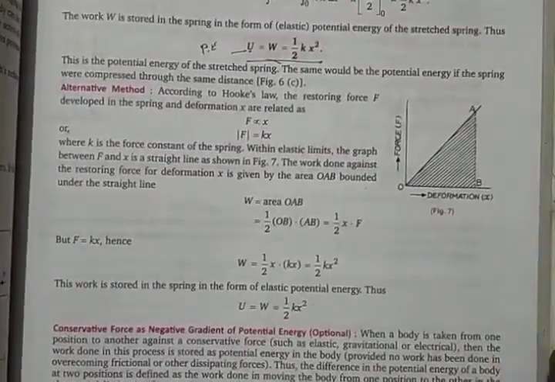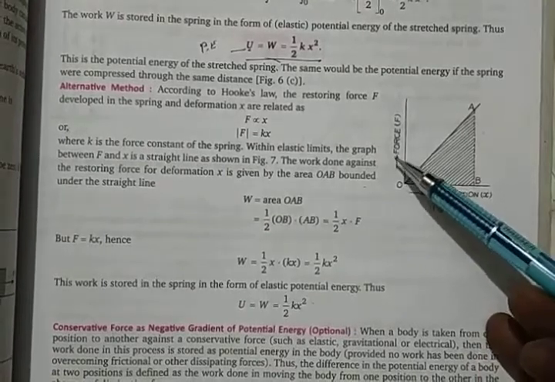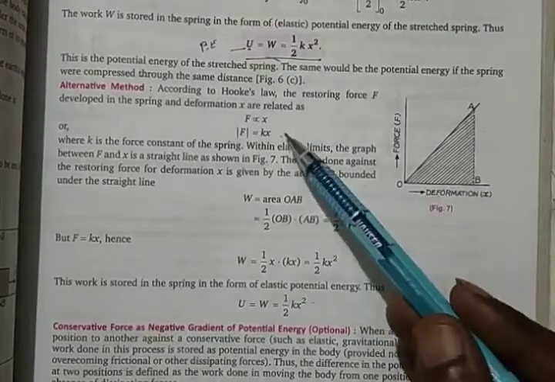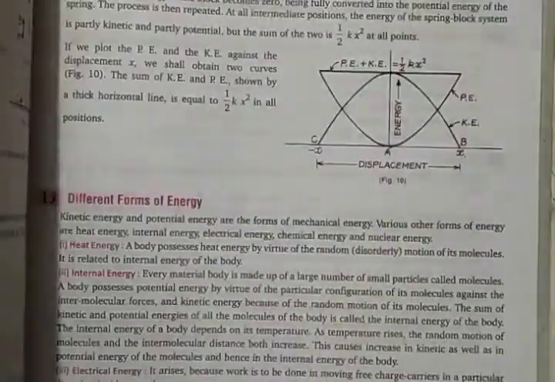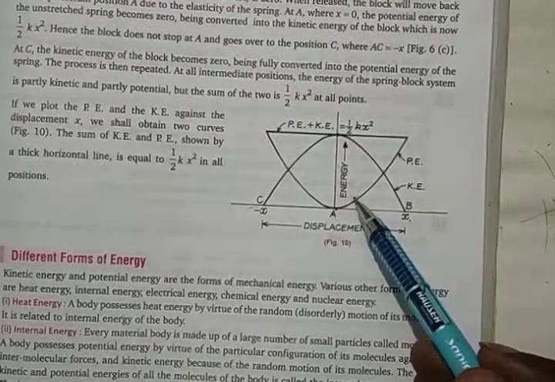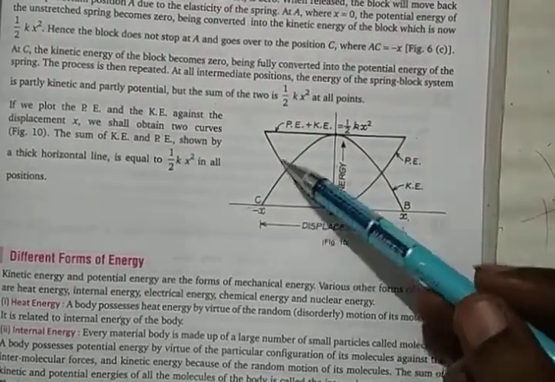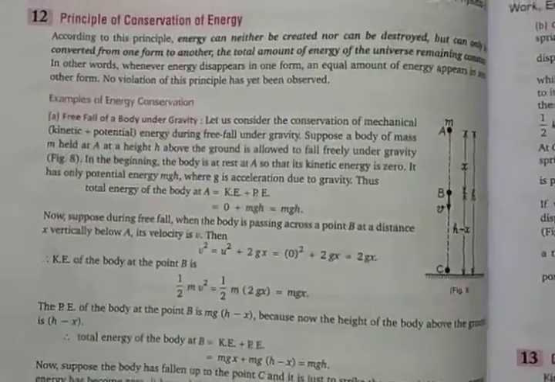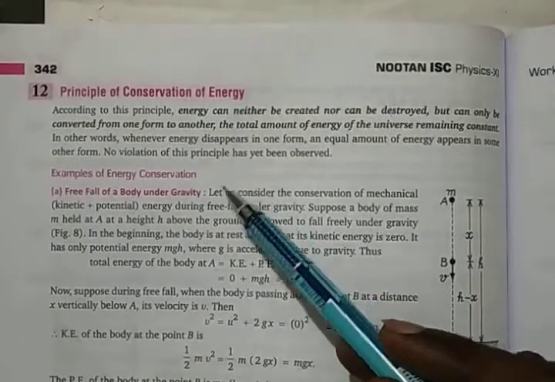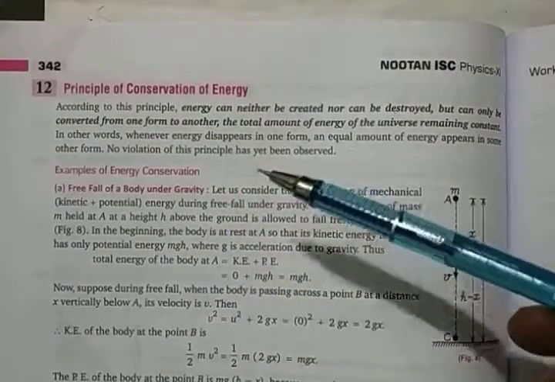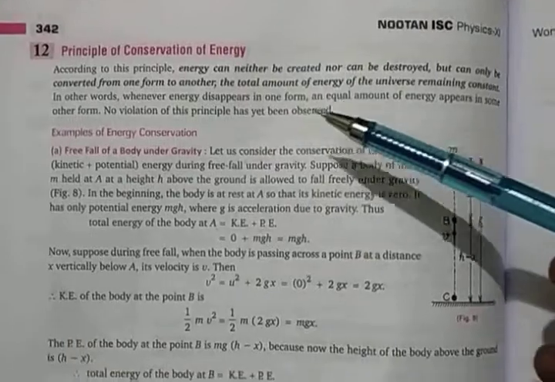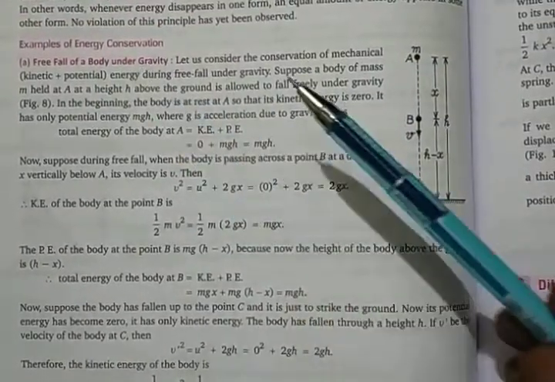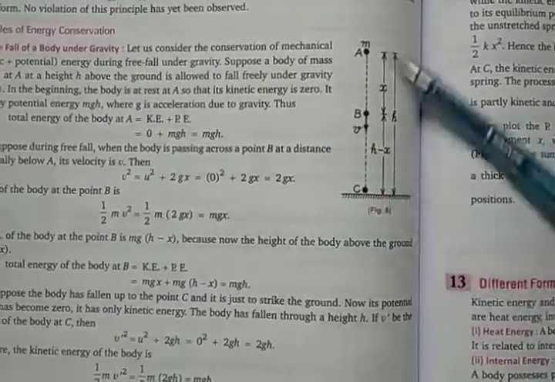There are two graphs on this. One is restoring force versus displacement, which is a straight line graph. The next graph is like this, which shows how kinetic energy and potential energy change. The next one is the principle of conservation of energy. You have to give one example: a body moving under gravity. There are three points, A, B and C. You know this derivation, how it goes.